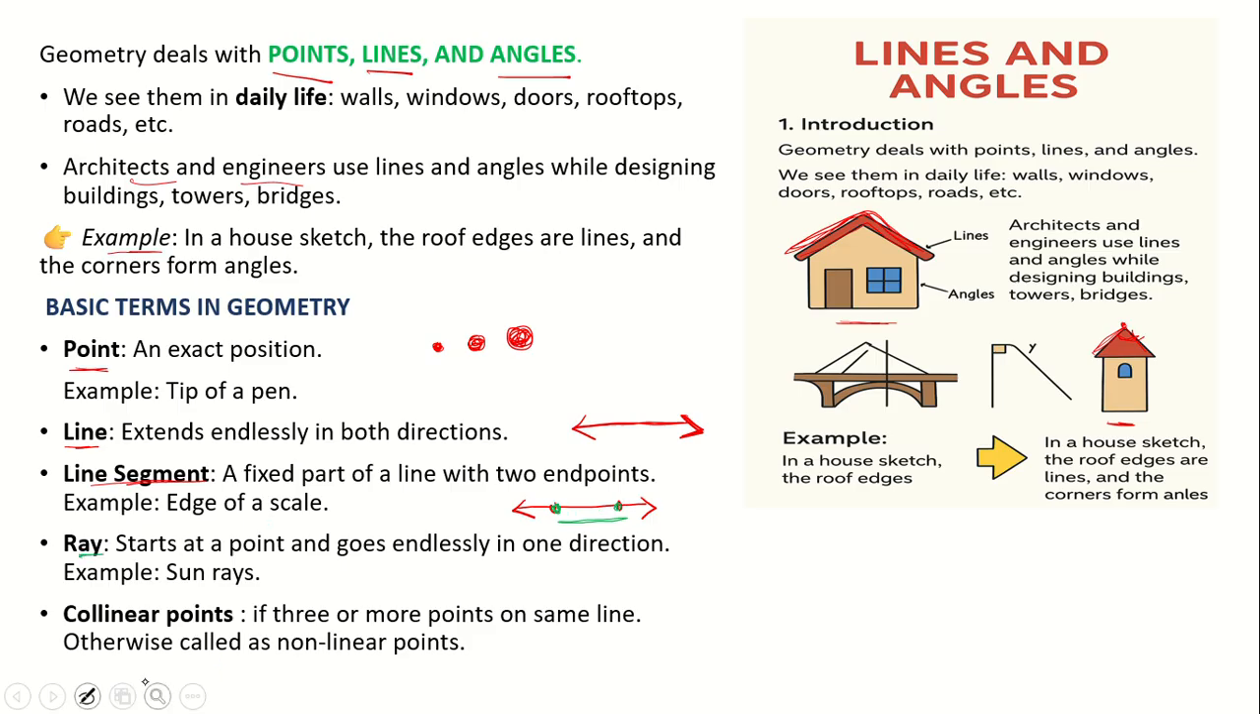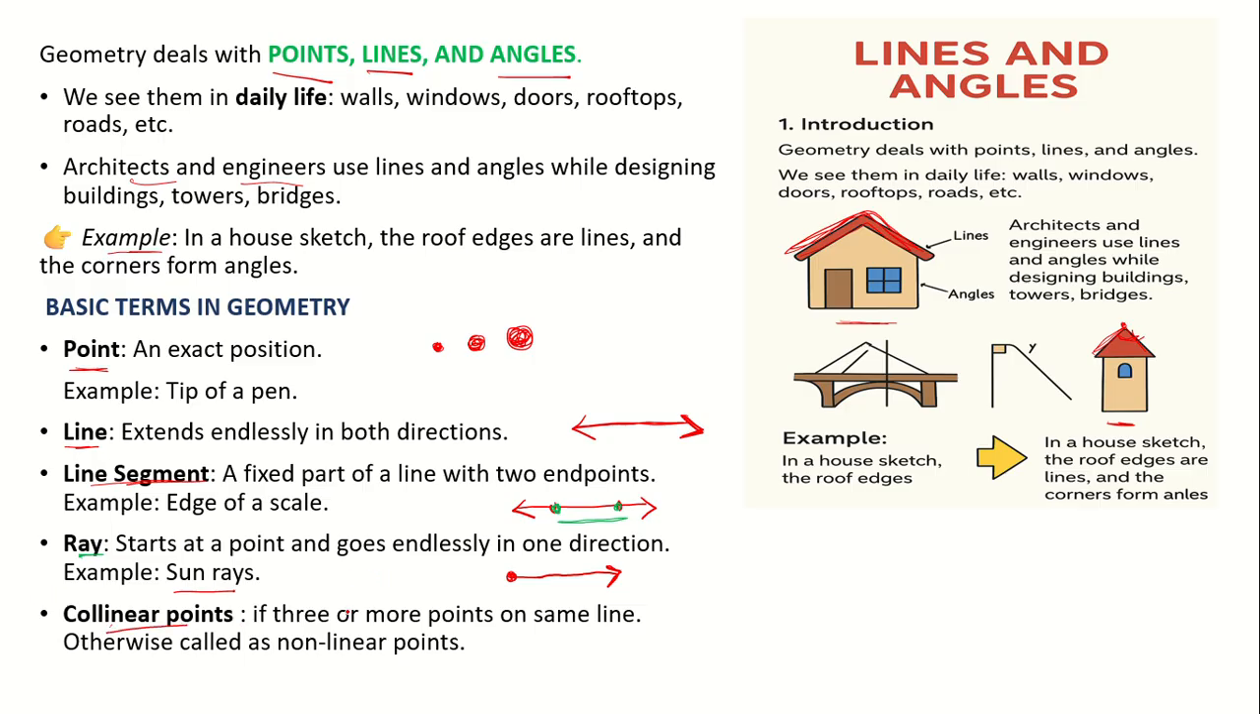Next we have ray. So what is a ray? A ray is a line that starts at one point, and it extends endlessly in only one direction. A good example of a ray is sun rays. The rays from the sun travel endlessly, right?